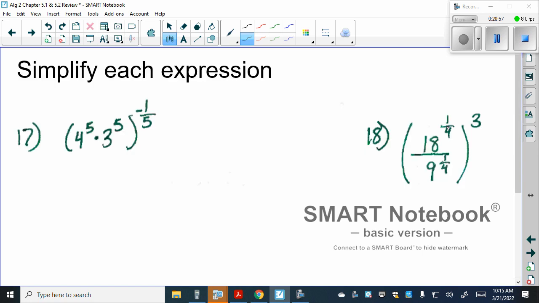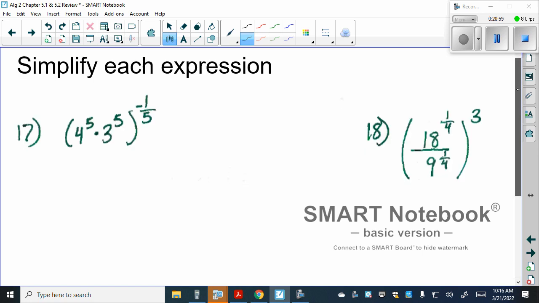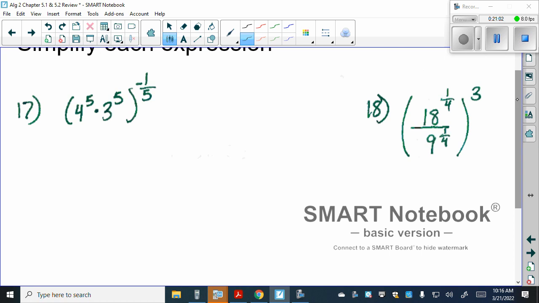All right. Let's look at 17 and 18. 17 is (4 to the 5th times 3 to the 5th) to the -1/5. Well, kind of like we did in one of the last ones, we can go on and apply the -1/5 to both of these. So that would give us 4 to the 5 times -1/5. If you can see what that already reduces to, you can go on and reduce it. We don't have to rewrite it back out.